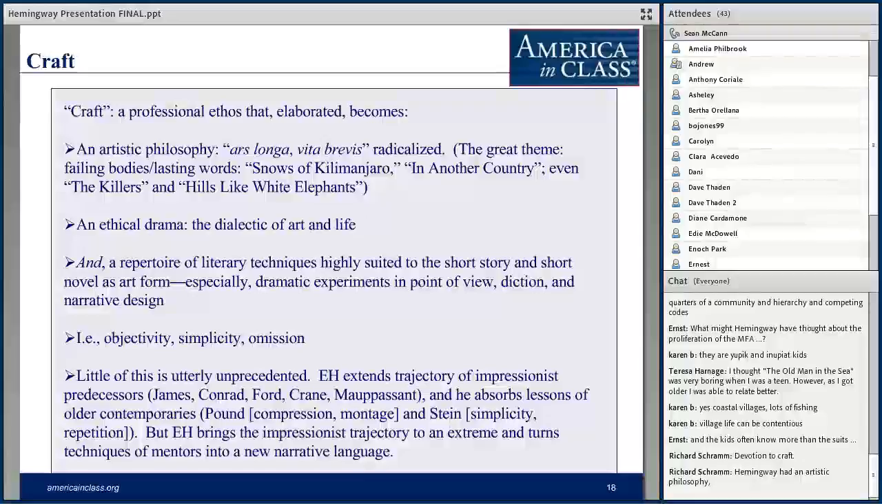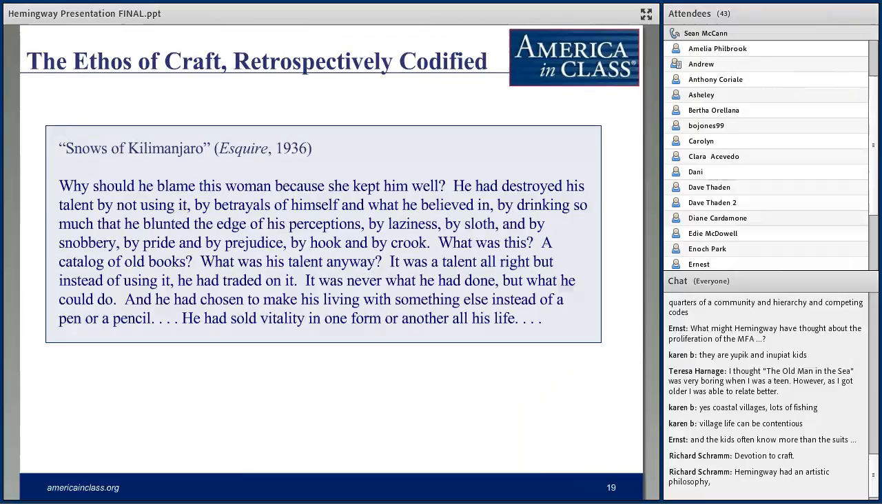So Sean, can we say that Hemingway took the modernist sensibilities of Pound and Gertrude Stein and grafted them onto the more traditional purposes of fiction? Would that be fair to say? Yeah, I would say exactly that.